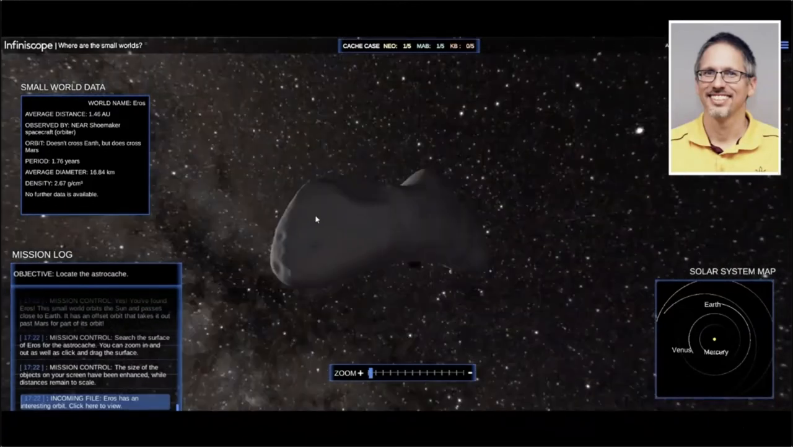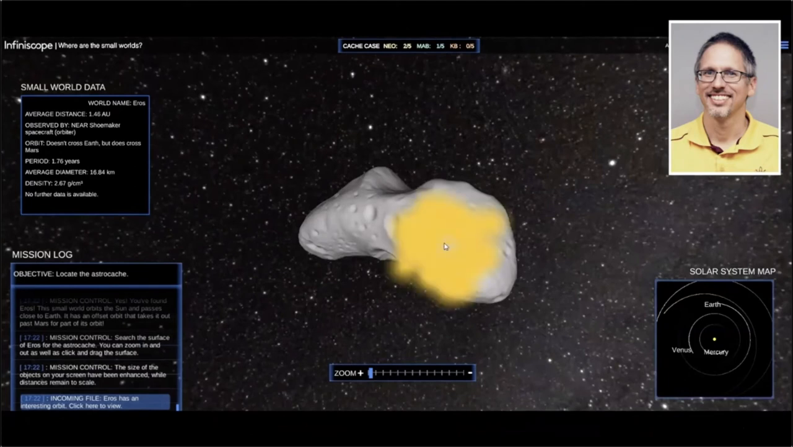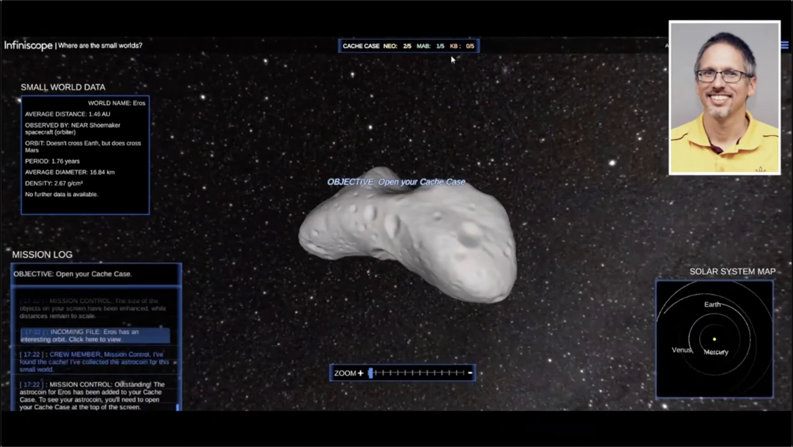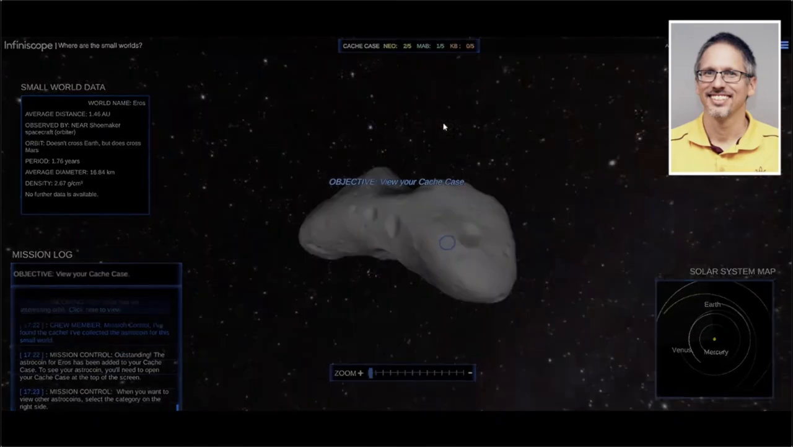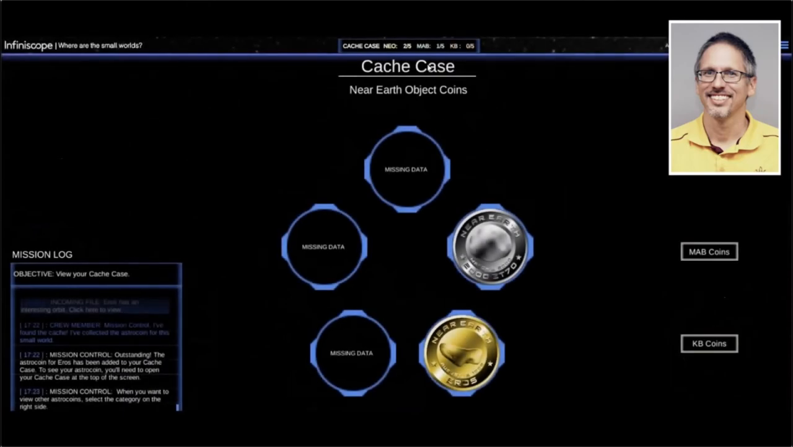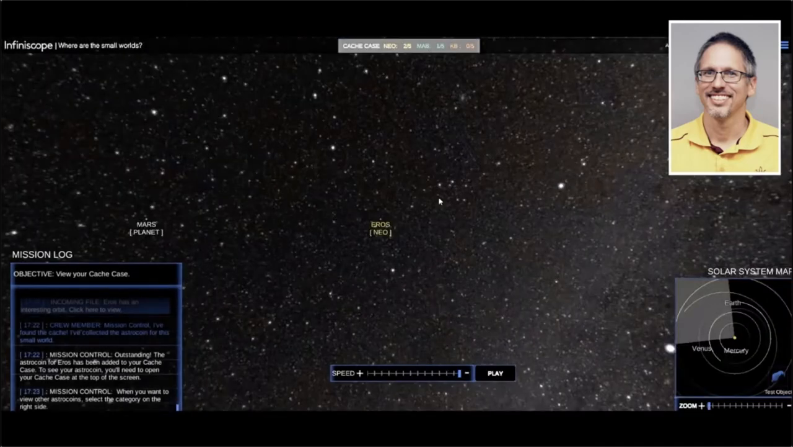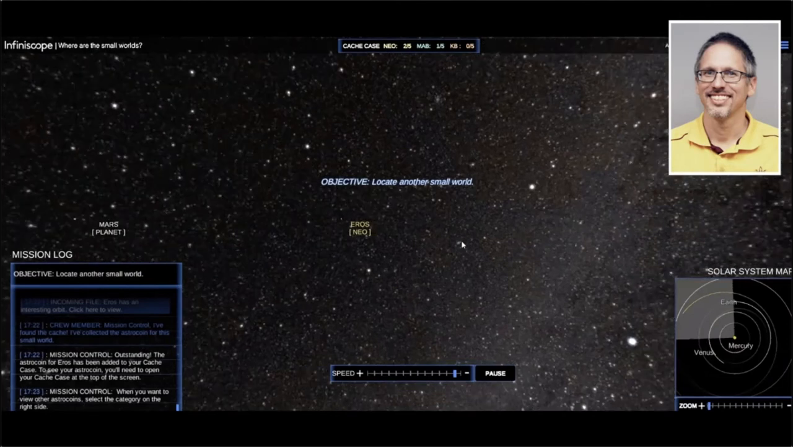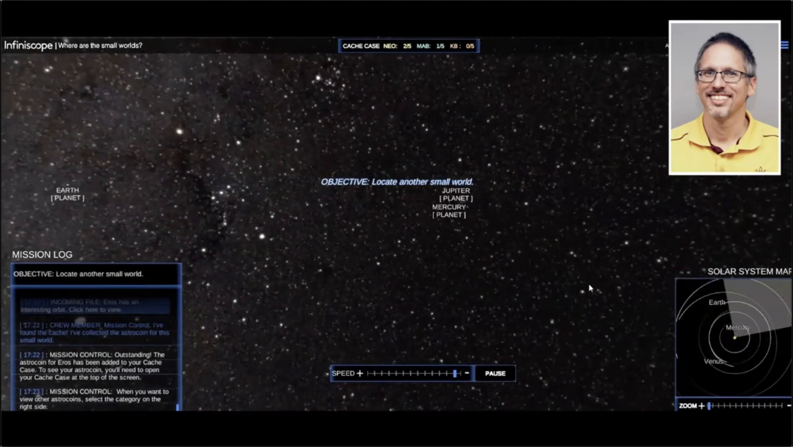In this experience, you get to explore our solar system and figure out where some of the small worlds orbit. Small worlds are things such as moons, dwarf planets, asteroids, and comets, things smaller than what we call regular planets. This experience focuses on asteroids, especially the ones we have explored.